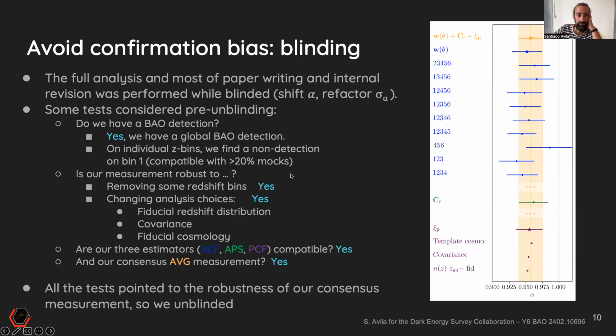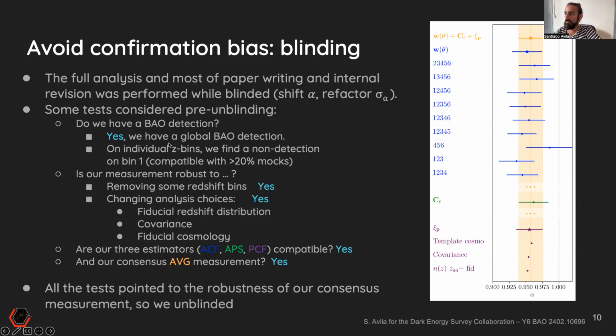An important ingredient in DES is that we always want to avoid confirmation bias, so we always have a very strong blinding policy. The full analysis was done, and the paper was written, while blinded. Even the internal review was performed while blinded. And some tests were considered pre-blinded.